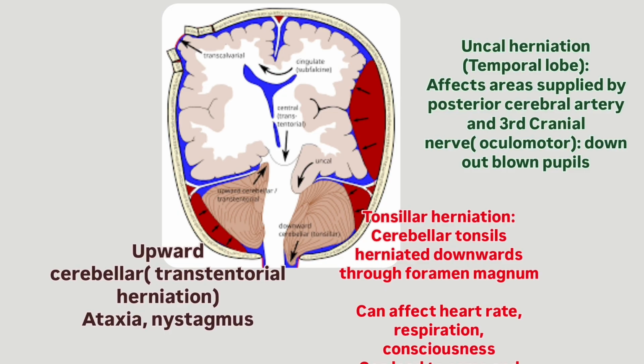Then upward cerebellar or transtentorial herniation, which is the herniation of the cerebellum above the tentorium cerebelli. It can lead to ataxia and nystagmus.